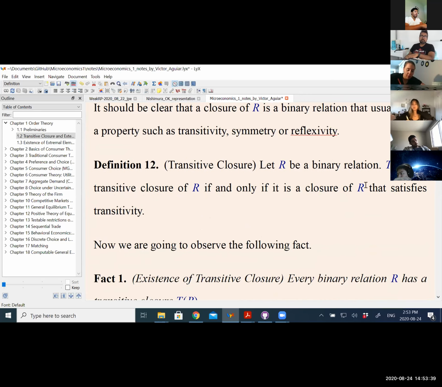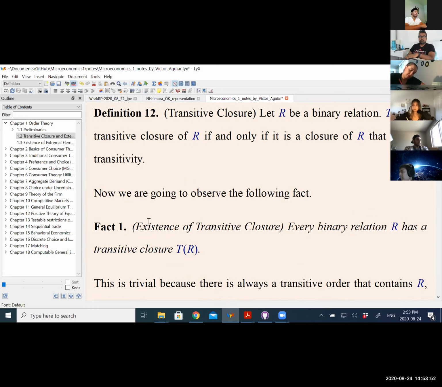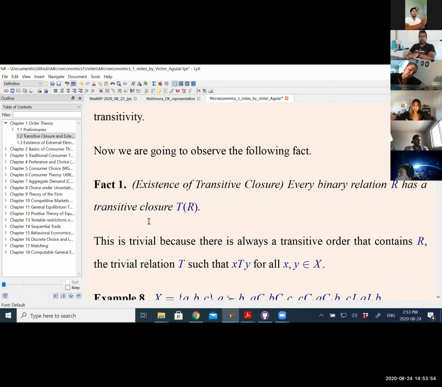So in particular, I can do other closures, adding other properties, but now I need a transitive closure. I'm going to call transitive closure TR, a closure of R that satisfies transitivity, okay? And the first fact that I'm going to show you today is that every binary relation R has a transitive closure TR, okay?